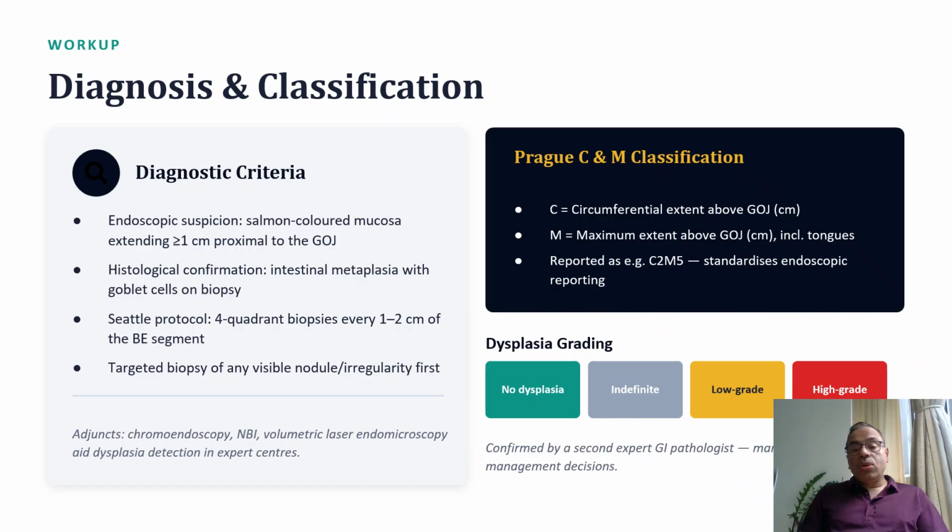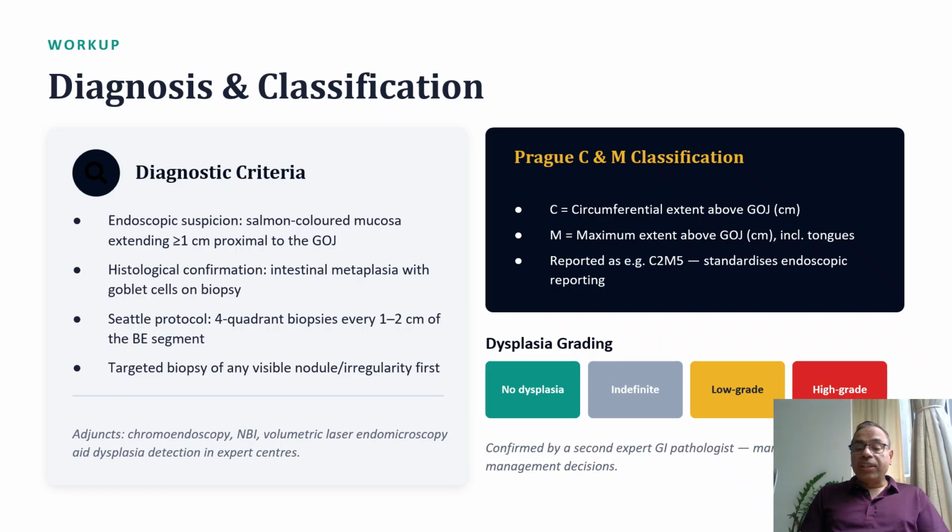So suppose on endoscopy it is reported as C2M5. That means the circumference of the lesion is 2 centimeters and the maximum extent above the gastroesophageal junction is 5 centimeters. So this would be labeled as C2M5. And what is the advantage of using this Prague CNM classification? This would standardize the endoscopic reporting across different institutes and different countries.